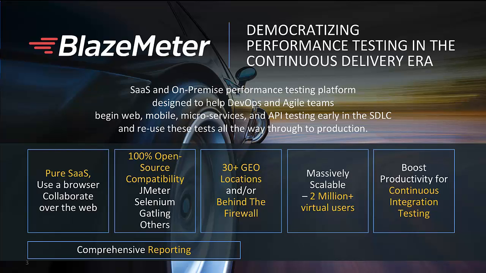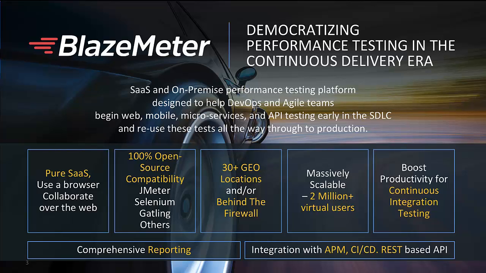Comprehensive reporting. And not just comprehensive, but easily shared, so collaborative reporting. So you can create reports in real time from your tests, and they're easily shared with any member of your team or even externally. And finally, integration with APM tools, CI/CD frameworks, and a REST-based API that means that anything you can do within the web portal, you can do from an API call.